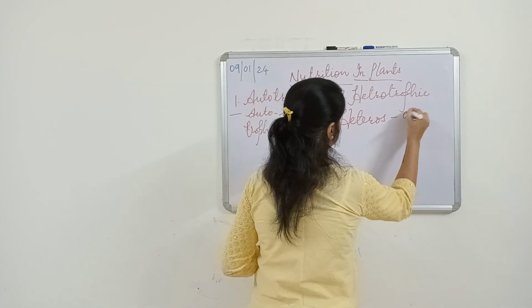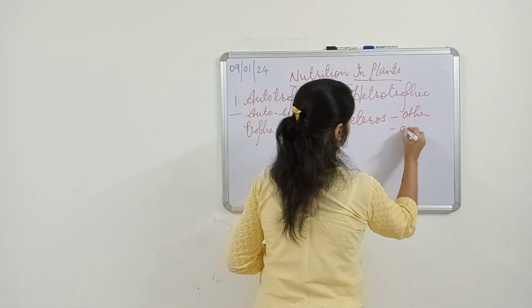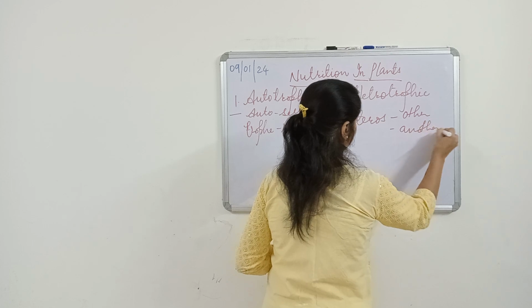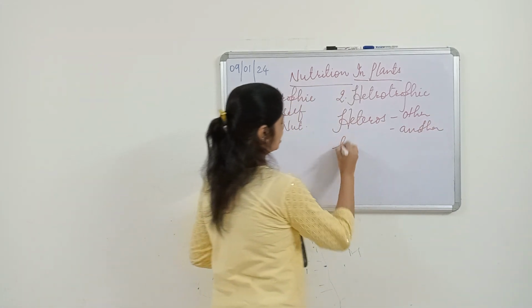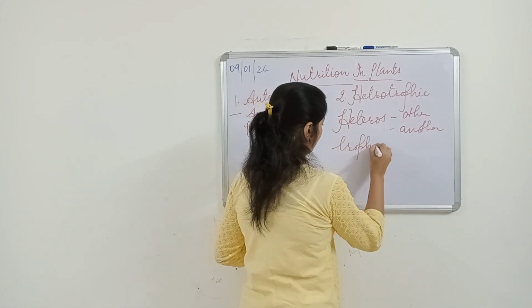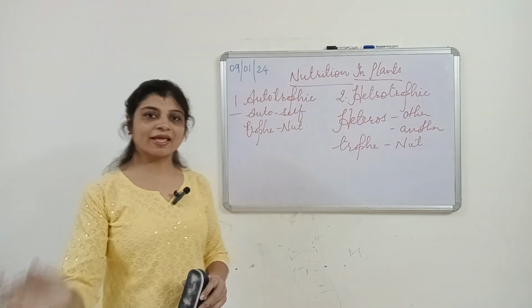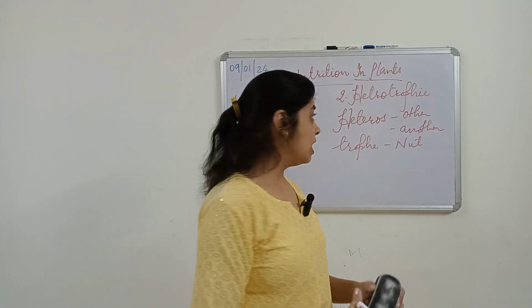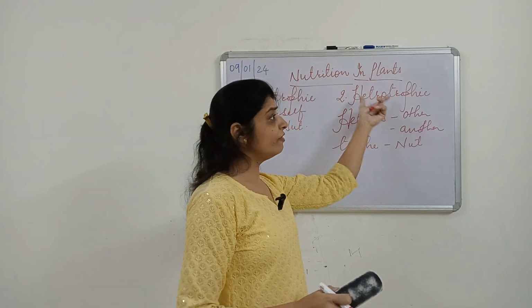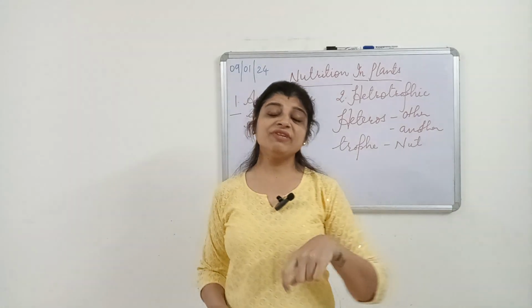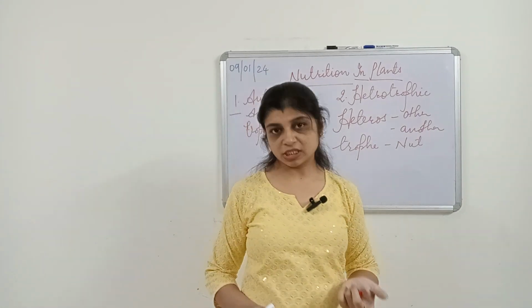Hetero means either, other, or another. And troph means nutrition. So they are dependent on another mode of nutrition. It can be either a plant or an animal. Being heterotrophs, they will not always be plants. They can be animals also, and even if they are plants, they can be dependent on some animals.